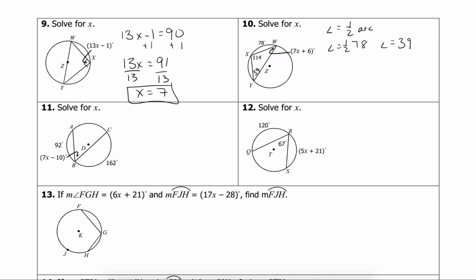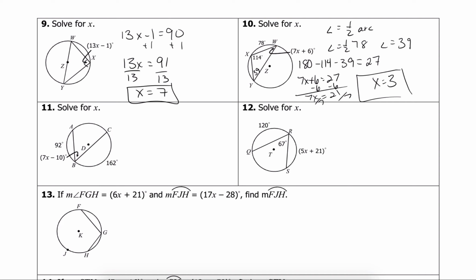Because now I could figure out what this angle is, knowing that, how many degrees are there in a triangle? There are 180 degrees in a triangle. So if I subtract out the 114 and I subtract out the 39 that I just found, I get that this angle by W is 27. So I'm going to put my 7x plus 6 equal to 27 and solve that. 7x equals 21. x equals 3.